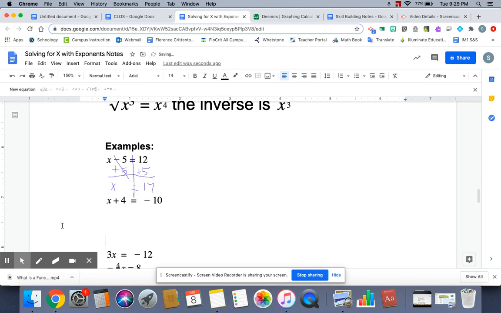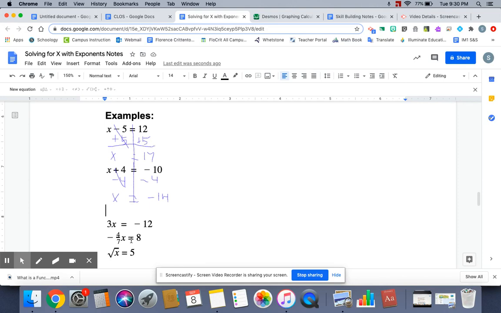If I were to do it with adding, this is x plus 4. To undo adding, we subtract. We have to do it to both sides. The x comes down. The plus 4 minus 4 cancels. Negative 10 minus 4 is negative 14. So that was adding and subtracting.